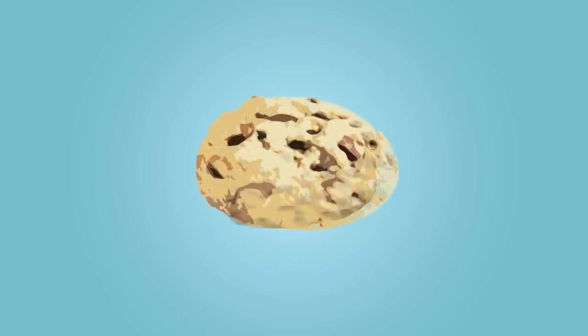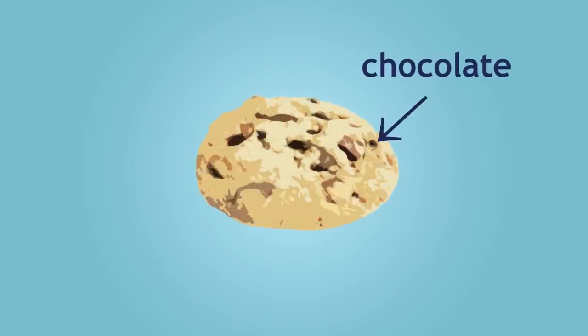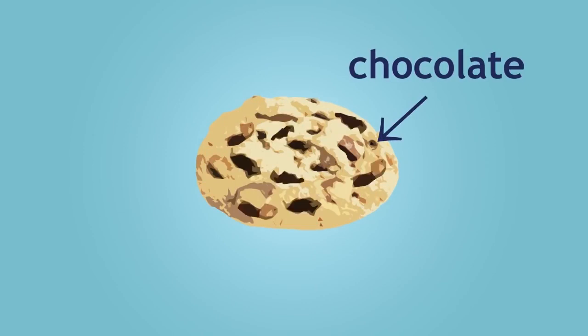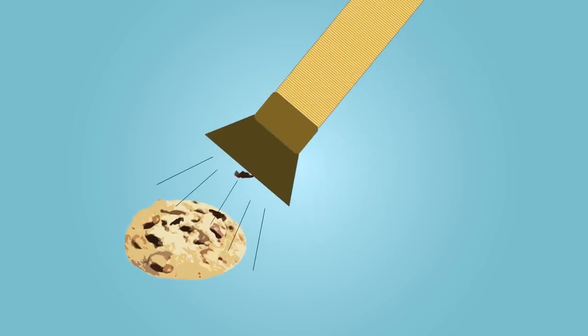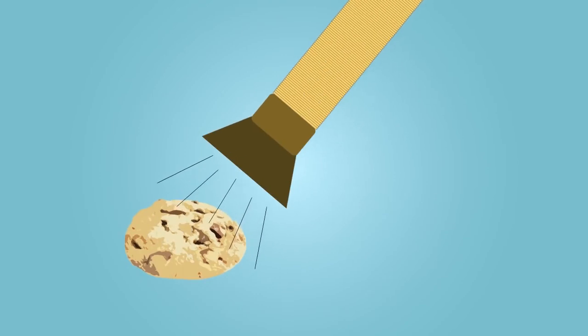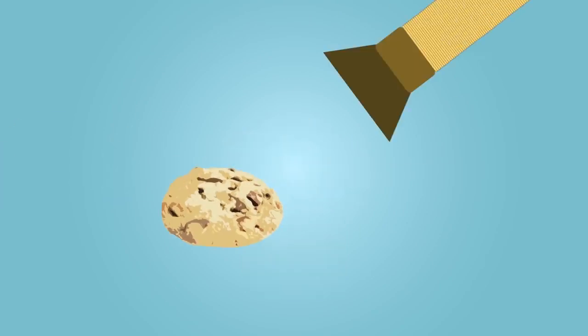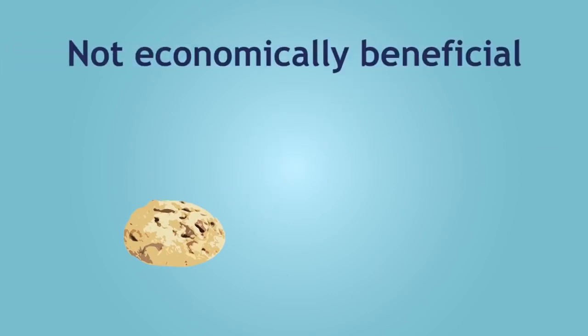We can think about an ore a bit like a chocolate chip cookie. We really want the chocolate. If there are more chocolate chips in the cookie, then the extraction process would be more economically beneficial, as more minerals, in this case the chocolate, can be obtained. If there are fewer chocolate chips, then the extraction process may not be as economically beneficial.